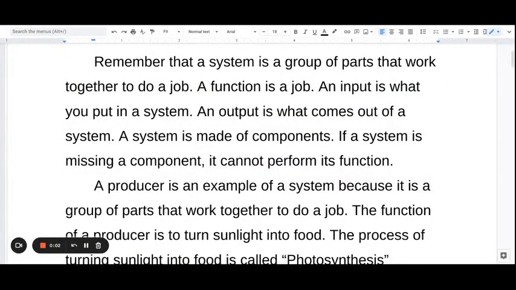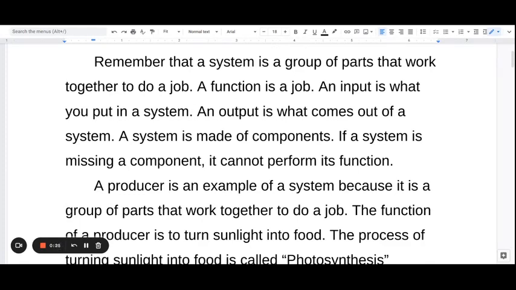Okay, folks, today we are going to talk about photosynthesis, or how plants turn sunlight into food. Remember that a system is a group of parts that work together to do a job. A function is a job. An input is what you put in a system. An output is what comes out of a system.